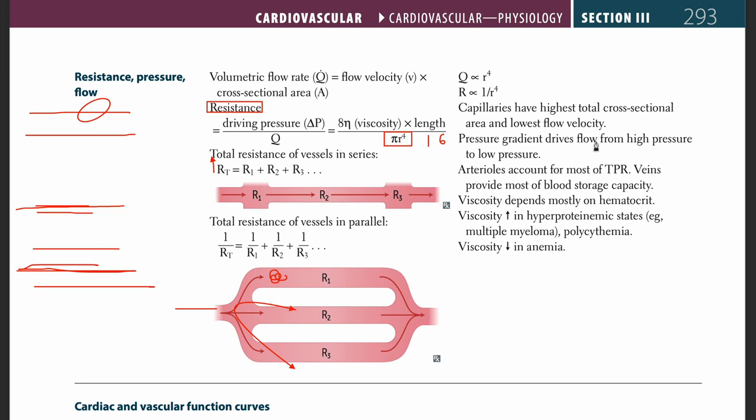Pressure gradient drives flow from high pressure to low pressure. So if there was a gradient here, then this is high pressure, so this blood goes into the low pressure one, kind of like that.